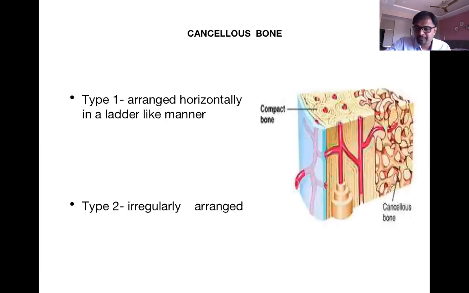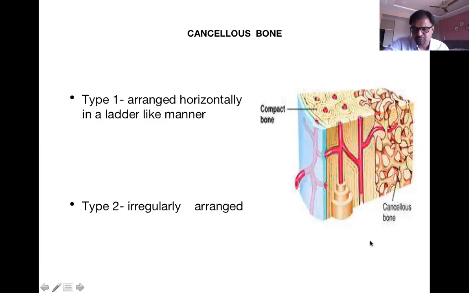On the other hand, cancellous bone is more like a sponge. It has a lot of porosities, very vascularized. The cancellous bone has a very high amount of blood supply. So when you get an injury, for example, it's the cancellous bone that heals much faster than the cortical bone because the blood supply and nutrition, etc., is much higher in the cancellous bone.